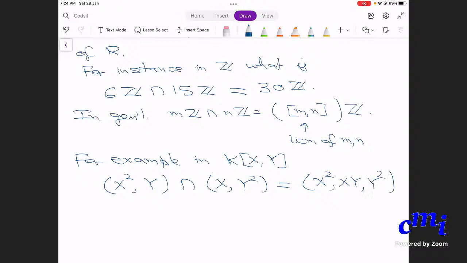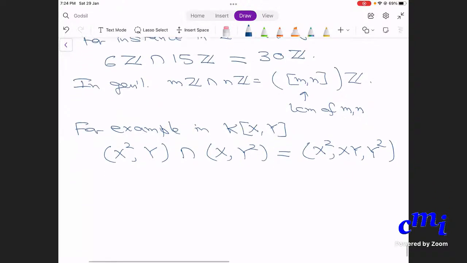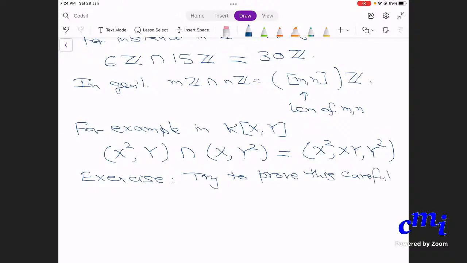Okay, so this is a slightly harder exercise than before. It's not that easy. If I were to ask you to prove this, you will need to do some work to do this. But it's a good exercise for you to try. Try to prove this. Careful. So you must show that this thing is contained in each of those ideals. That's easy to see. But what is harder to see is if something belongs to this ideal and to this ideal, then you want to see that it belongs to the ideal x squared, xy, and y squared.